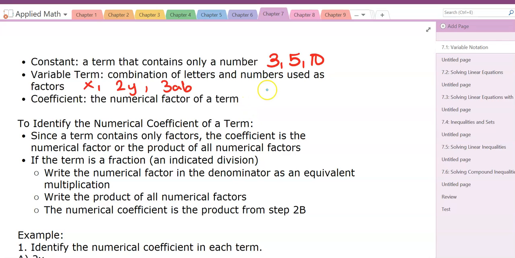The coefficient would be the numerical factor of the term. So if you had something that said 7y, 7 would be considered the coefficient because it's sitting in front of the letter. So to identify the numerical coefficient of a term, since terms contain only factors, the coefficient is the number or the product of all the numerical factors. So if you had multiple numbers in front, you'd want to multiply them. If the term is a fraction, then the number would be the numerator piece over the denominator piece. So if it's a fraction like 1/3, that could also be considered a coefficient.